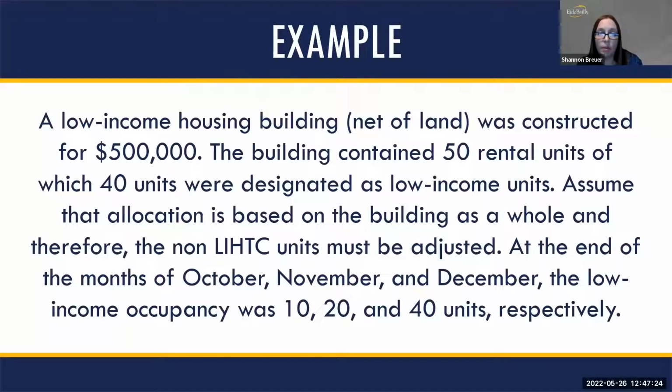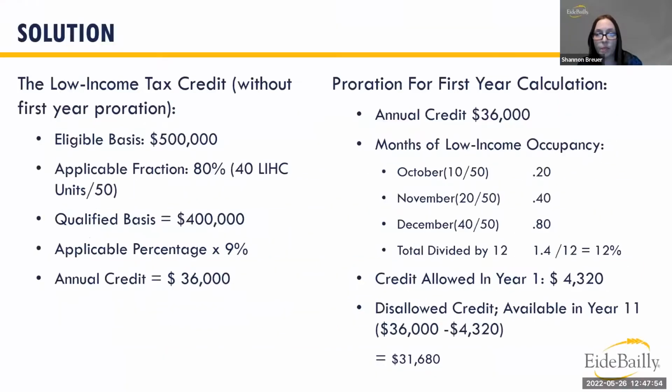So in this example, we have a low-income housing eligible building that was constructed for $500,000, not including the cost of the land, which we know is an ineligible cost. The building has 50 units, of which 40 are designated as low income. Those 40 were rented by qualified tenants in time to meet their designated minimum set aside. The low income units were occupied in October, November, and December. So how much credit is available in year 1? Well, the allowable amount is $4,320 computed.